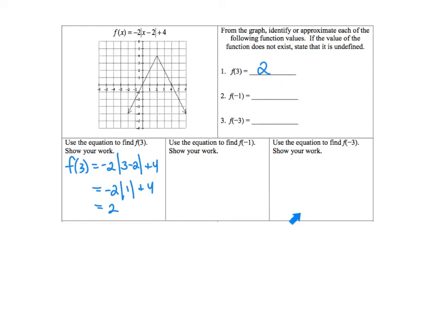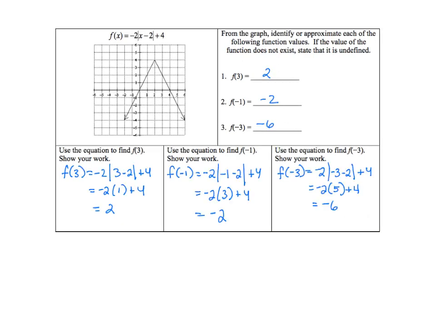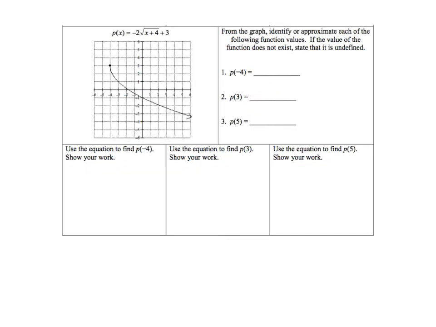Now I'd like you to finish this problem, and when you're ready to see the answers again, press play. Here's my work for the remaining part of the problem. You'll notice that I was able to get the exact same value plugging into my function as I was by looking at the graph. Okay, now I would like you to do this one. It's very similar to the last one we did. Press pause on your video feed, and when you're ready for the answer, press play again.